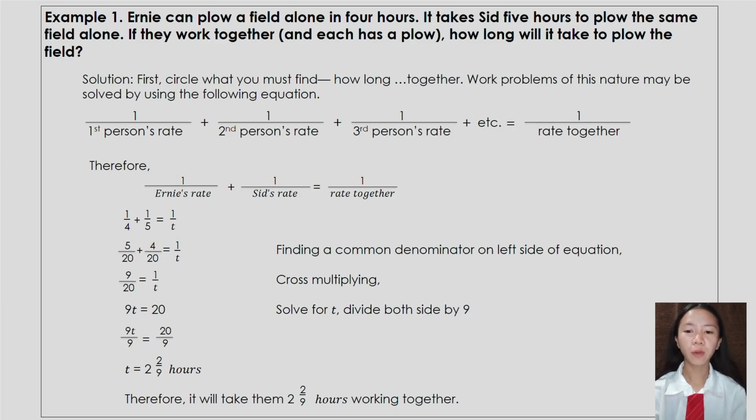5 over 20 plus 4 over 20 equals 1 over time. Now we find a common denominator on the left side of the equation. Then 9 over 20 equals 1 over time. Now we use cross multiplying, and it will be equal to 9t equal to 20. Then solve for t, divide both sides by 9.